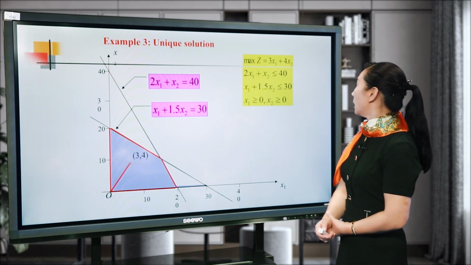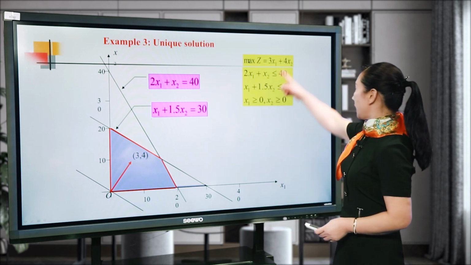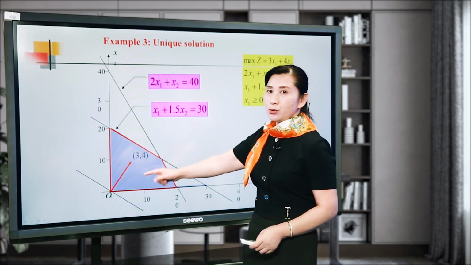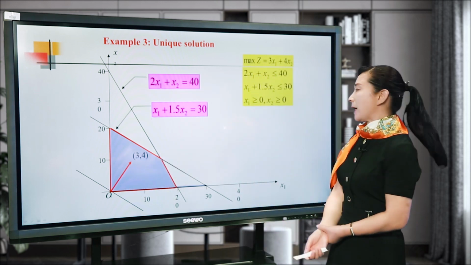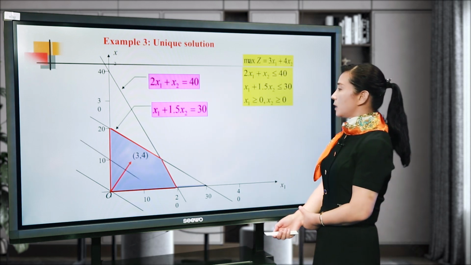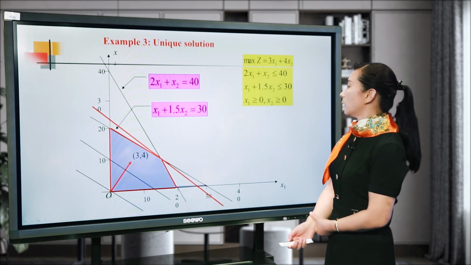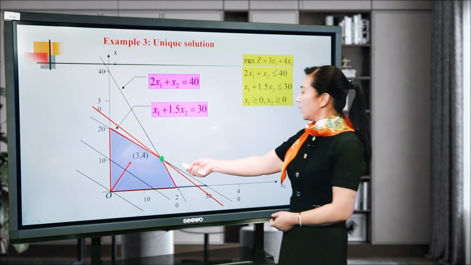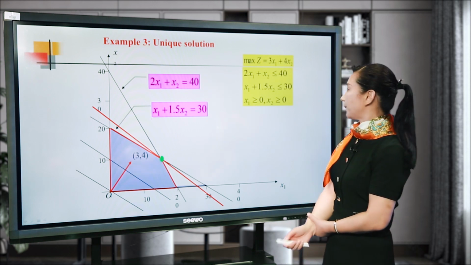And we add the objective line, set J to 0, and determine the direction of increasing J. This is the direction of increasing J. We move the objective line along this direction to the boundary of the feasible range, and we get this point. This point is in the feasible range, and the objective is maximized.